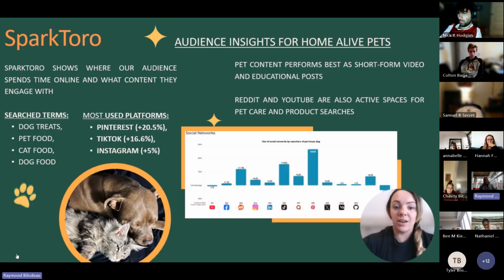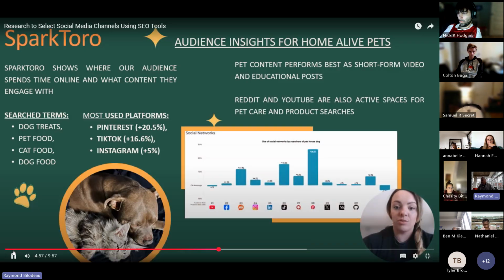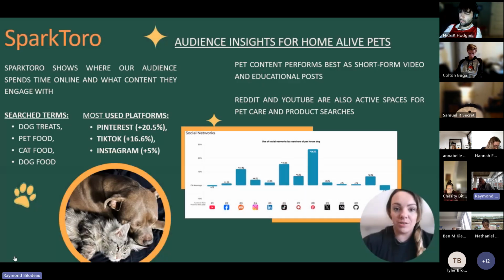SparkToro helped us identify which platforms are most commonly used by this audience and by how much compared to the Canadian average. So there's the SparkToro data. These folks chose to take screenshots and share their data in screenshots. Totally fine.